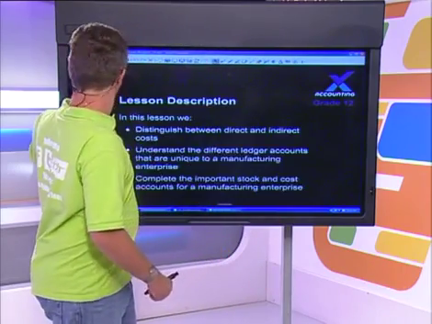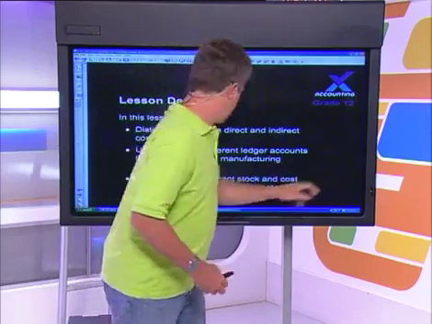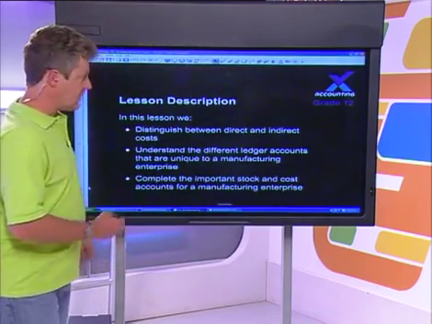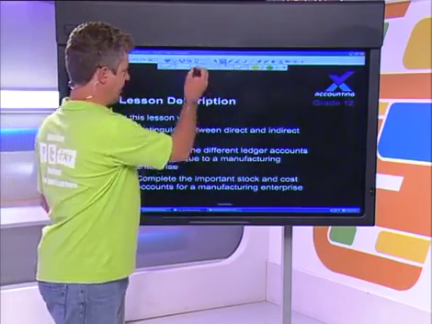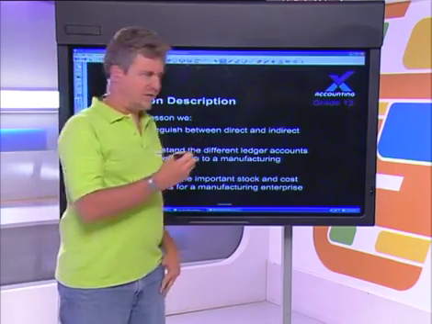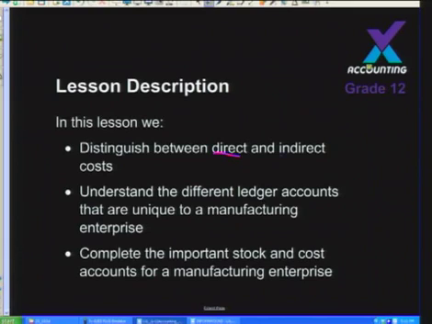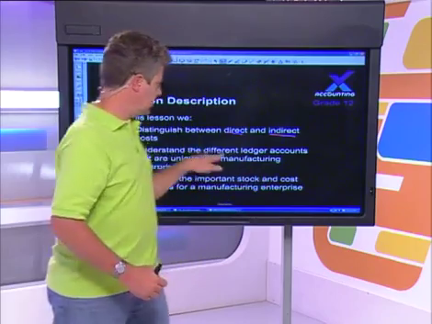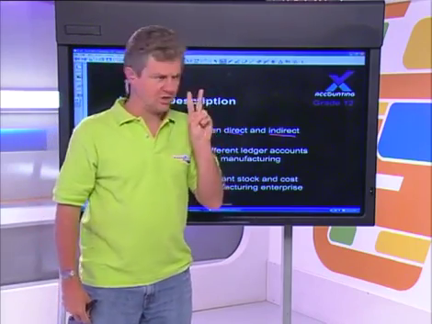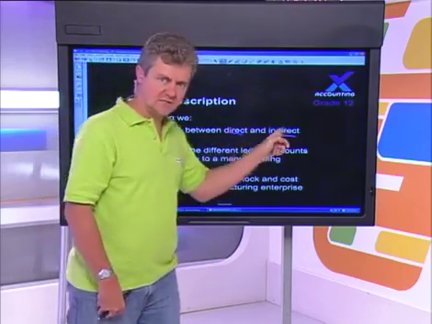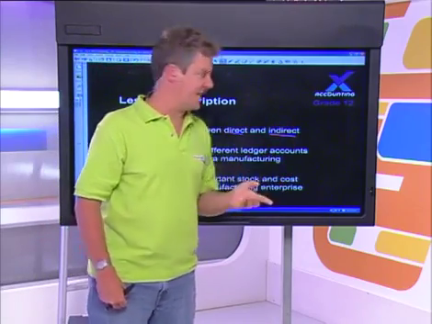So let's have a look at some of the important objectives of this lesson. First of all, we are going to distinguish between direct and indirect costs. Remember, when you're doing manufacturing, you're interested in calculating the cost of your finished product. So you'll need to be able to distinguish between these two vitally important costing concepts. Some are direct, some are indirect, but I'll tell you more about that later.